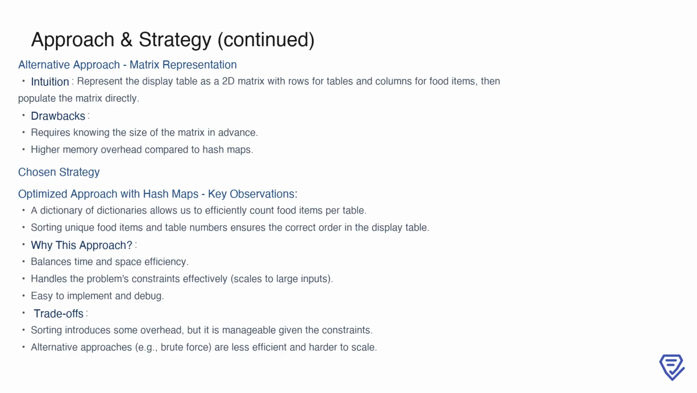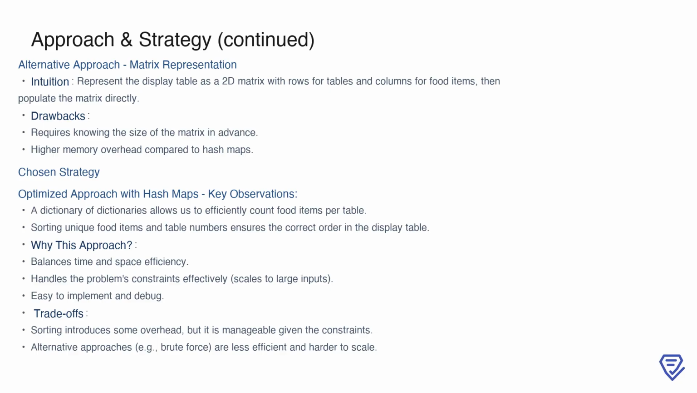Another way to solve this problem is by using a matrix representation of the display table. Here, the table is treated as a 2D matrix, where rows correspond to tables and columns correspond to food items. The matrix is populated directly based on the orders. While this approach may seem intuitive, it comes with significant drawbacks. First, the size of the matrix must be predetermined, which can be challenging if the exact number of unique tables and food items is not known up front.